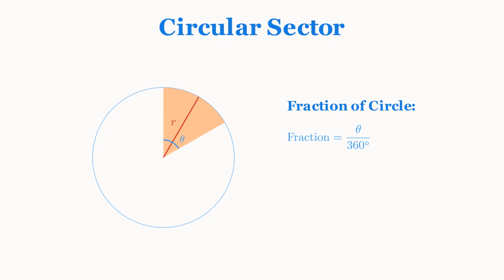A circular sector is like a slice of pizza. It has a radius r and an angle theta. The sector is a fraction of the whole circle. That fraction is theta over 360 degrees. So the area is theta over 360 times pi r squared.